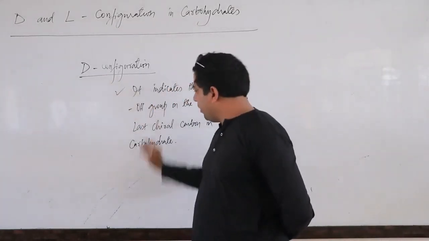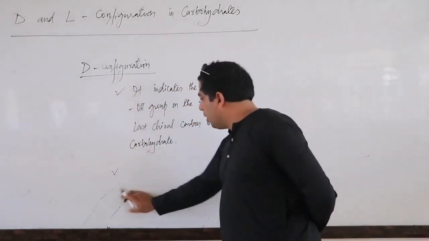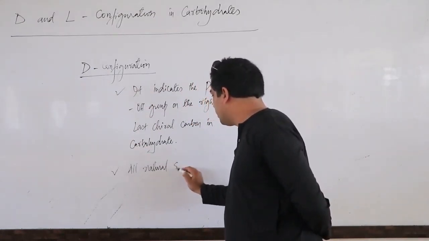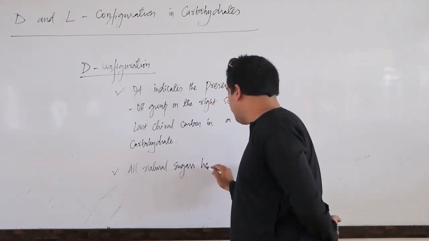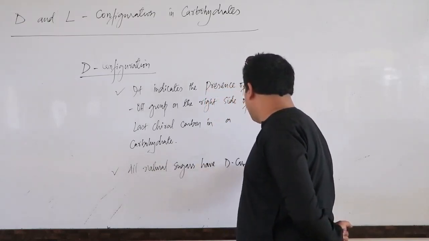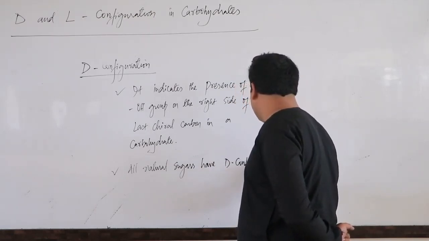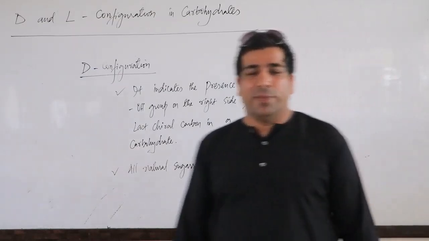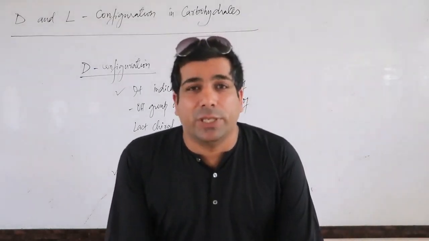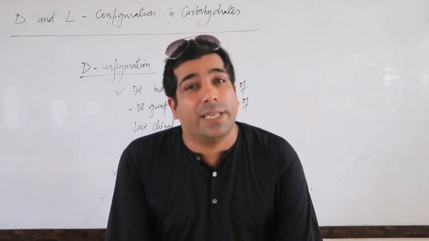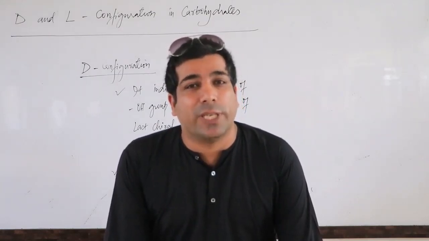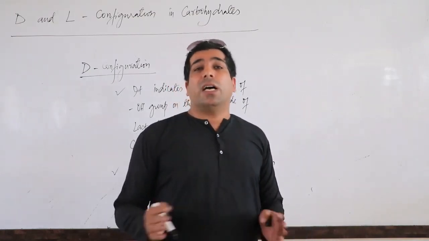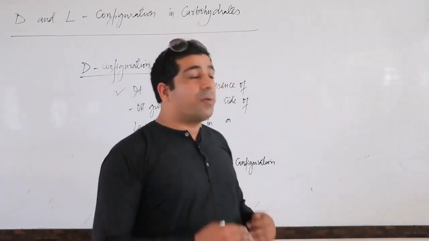And for your kind information, remember, all natural sugars have D configuration. So my dear friends, all natural sugars will have D configuration, means they will be D sugars, capital D sugars. It's not dextro. Small d is dextro, positive sign is also dextro, but capital D means presence of OH group on the last chiral carbon on the right side.